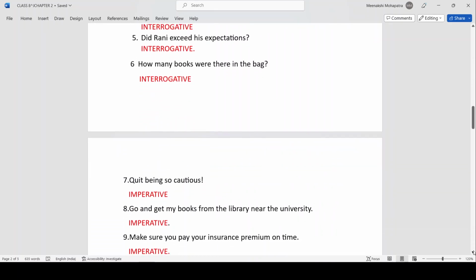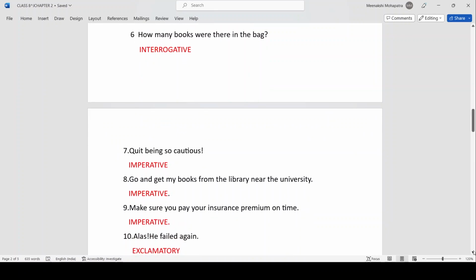Quit being so cautious. Exclamation here again, but this is not an exclamatory sentence. Why? Because I'm not expressing any joy, sorrow, or anguish, or any expression of happiness or anything. I'm just telling you to quit being so cautious. I'm giving you an advice. So it is imperative. Number 8.